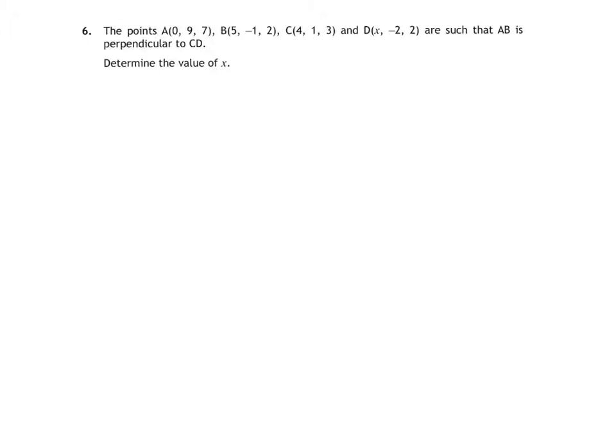Right, so question 6. So we've got here points A, B, C and D, and we've been told that AB is perpendicular to CD. So we know that if they're perpendicular, the scalar product is equal to 0. So for the scalar product, there's two different ways of doing it. There's two formulas that you've got at the front, and you can use the second one. So we can write down that CD, the scalar product with AB, is equal to 0 as they're perpendicular.